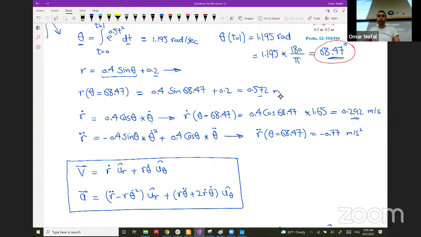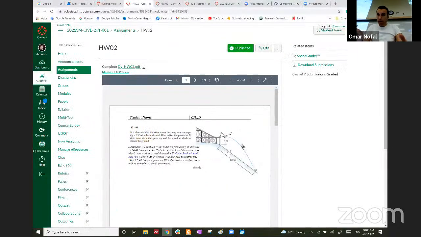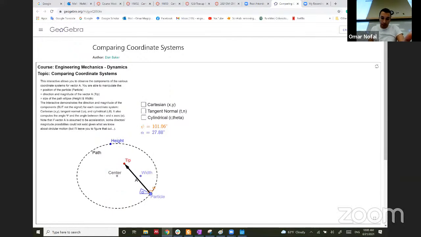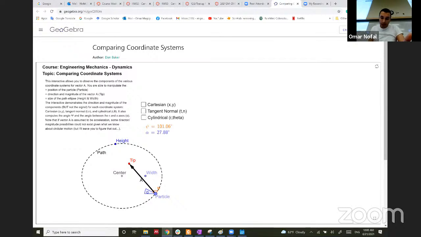So this is most everything about the coordinates that we will be dealing with in dynamics, including Cartesian, tangent normal, and polar coordinate system. And I have an example from Dr. Dan Baker that can show you what is the difference between these coordinate systems. So if we have this vector A here, and this vector A starts from a point on this curve up to the tip, this tip could be anywhere. So let's have it here.